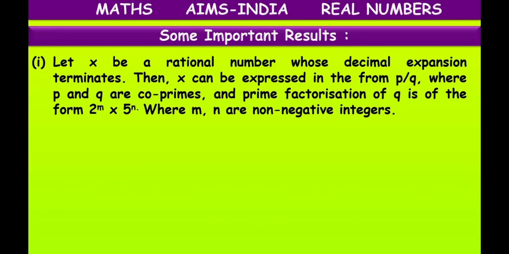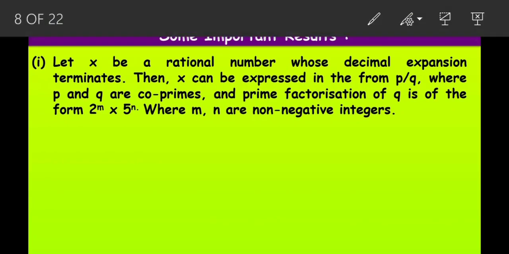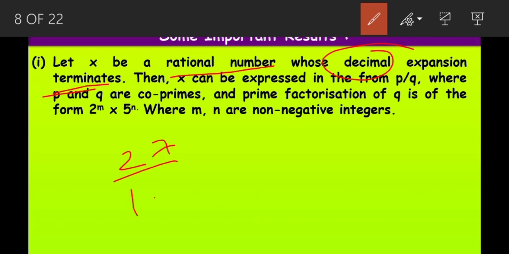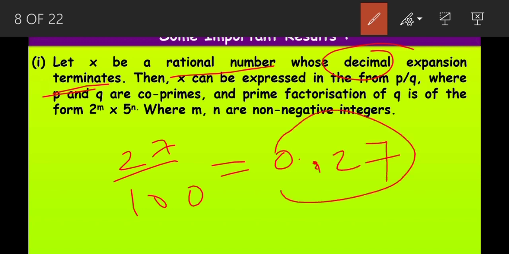Next children, one more theorem is there. If x is a rational number whose decimal expansion terminates, means it is a terminating decimal, like 27 by 100, whose value is 0.27. It is an example of terminating decimal.